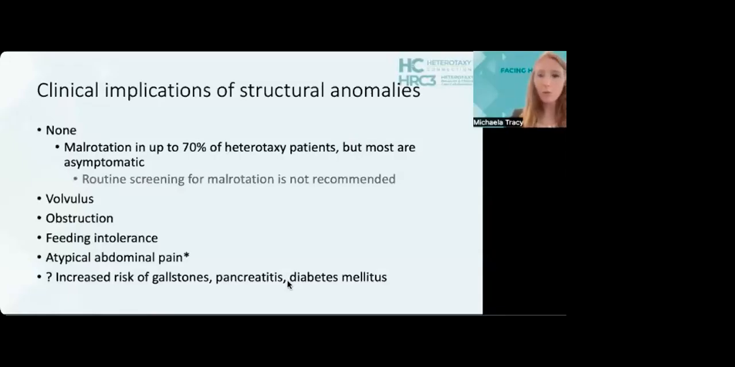Atypical abdominal pain is an important thing for children and parents of kids with heterotaxy to have on their mind. You can imagine that if your appendix is in your mid-abdomen because you have malrotation, and it's not in your right lower quadrant, people may present with appendicitis having mid-abdomen pain instead of right lower quadrant pain. So it's really important to have it on people's minds that pain may present differently than what medical personnel are used to. And then there is some data, although it's a little bit murky, about increased risk of gallstones, pancreatitis, and diabetes, mainly in the children who have pancreas issues related to their heterotaxy.